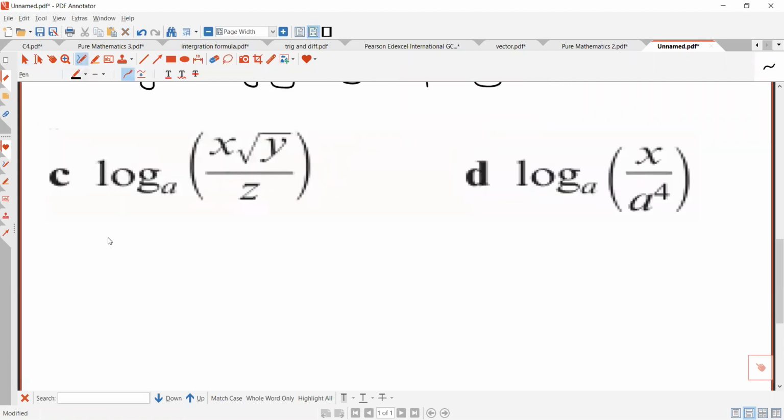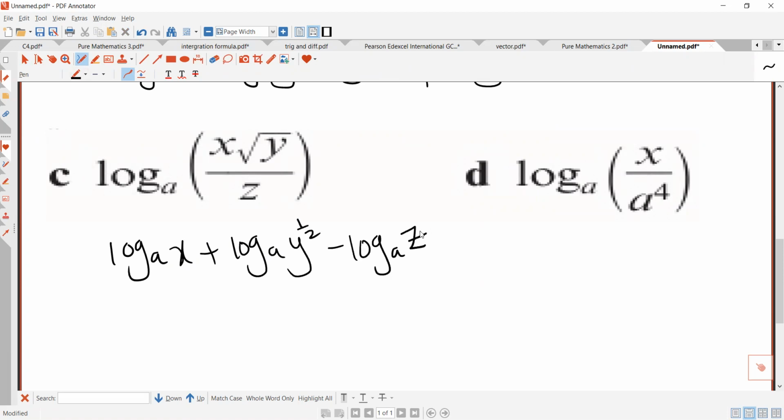Now, here, can I write it like this? Because they both are multiplying. Can I write log A x plus log A y raised to half minus log A z? Everyone understood? Okay. This half I can make root y. I can just put half over here.